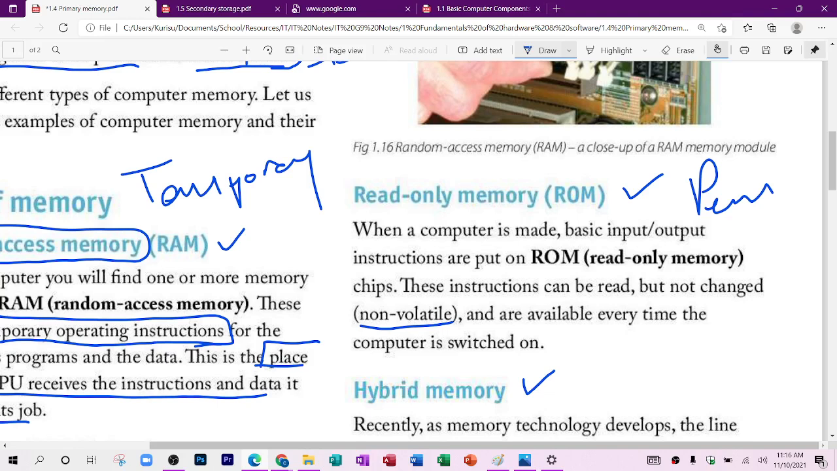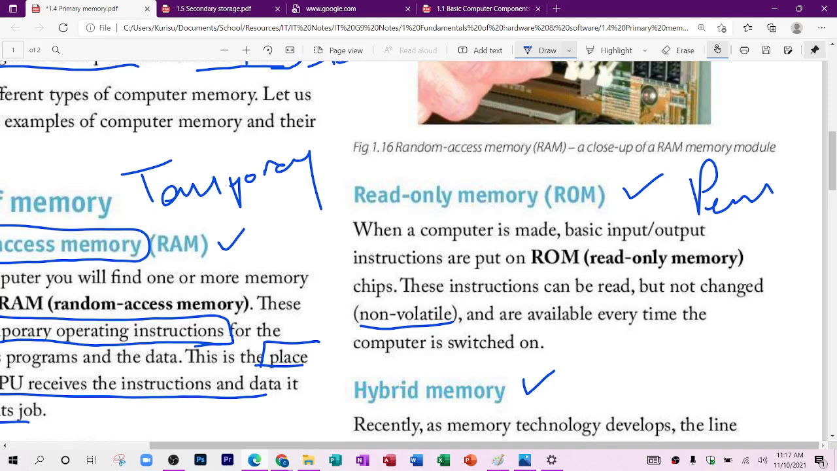You could turn off the computer, and when you turn it back on, you are still going to see your data because it was stored on a ROM chip that is non-volatile. So remember, ROM is more permanent. It doesn't require electricity, whereas RAM is temporary. It is volatile. It requires electricity.